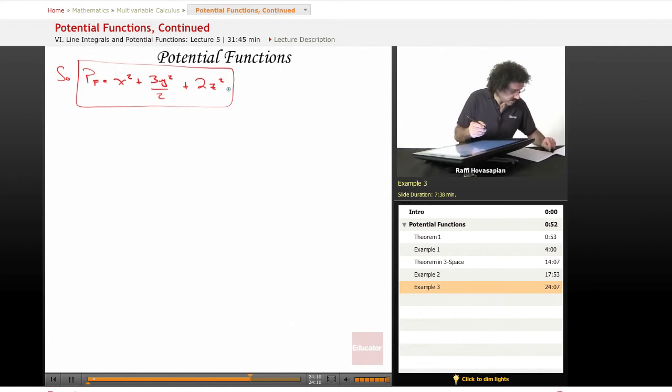Do one more example. Let's do this one in black. Example 3.